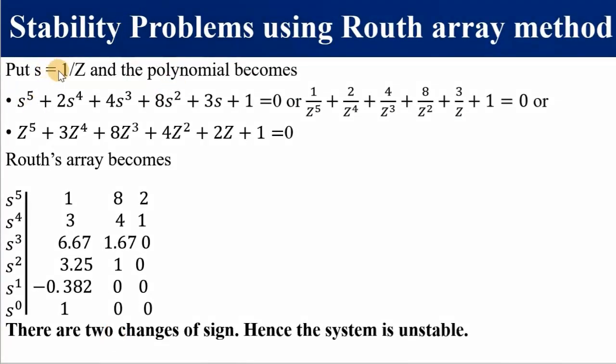We are going to put s equals 1 over z, and the polynomial is going to become this. If you find the common denominator z to the power 5 there and simplify it, you are going to get this expression. So we are now going to form a Routh-Hurwitz array from these expressions.